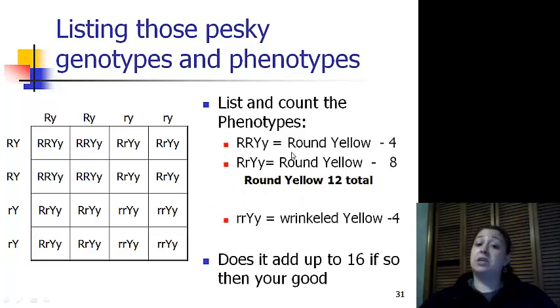For the phenotypes, we're going to tell them what they mean and come up with totals. Well, big R, big Y, little y means round and yellow. And big R, big Y, little y also means round and yellow. And that's going to be 4 and 8, so a total of 12 round and yellow. Then we have our little r, big Y, little y, which means wrinkled and yellow, and we have 4 of those. Does it add up to 16? Yes, it does. And that's it. That's all you have to do.